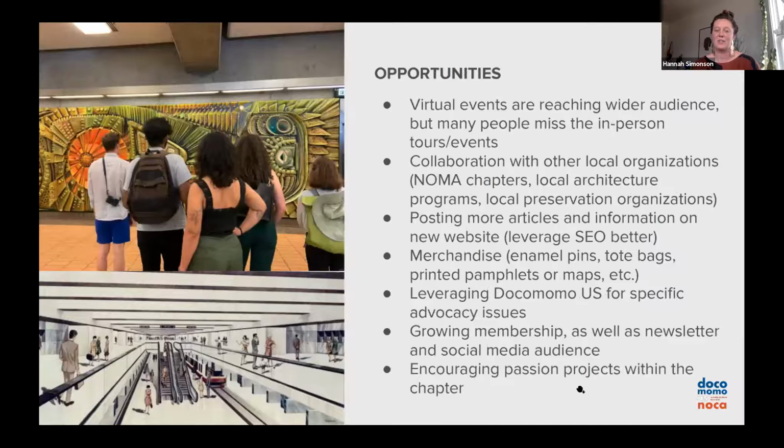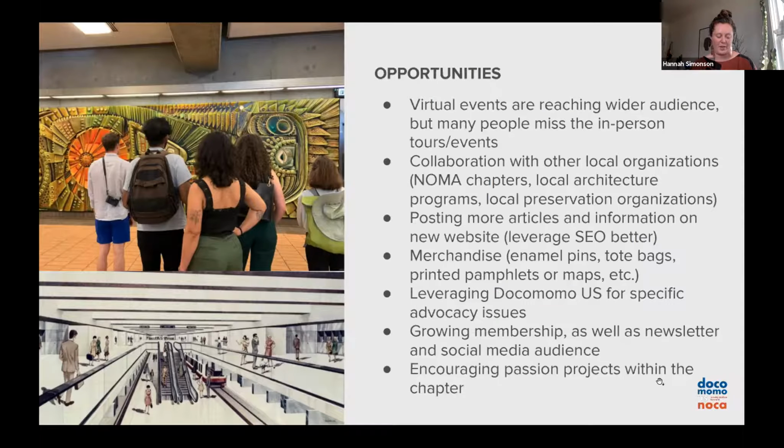Like I said, most of these things are actually opportunities. We've had virtual events reaching wider audiences. We've done lots of collaborations with other local organizations, which can be really positive and rewarding experiences. We're looking at new fun ideas all the time, and it's great to see what Hawaii is doing, to see what kind of cool things they've been working on.